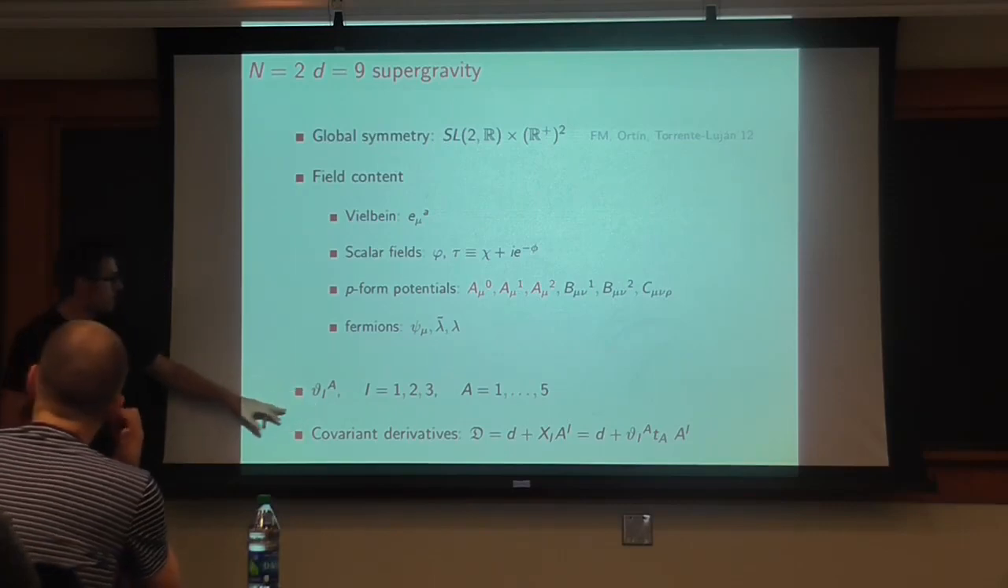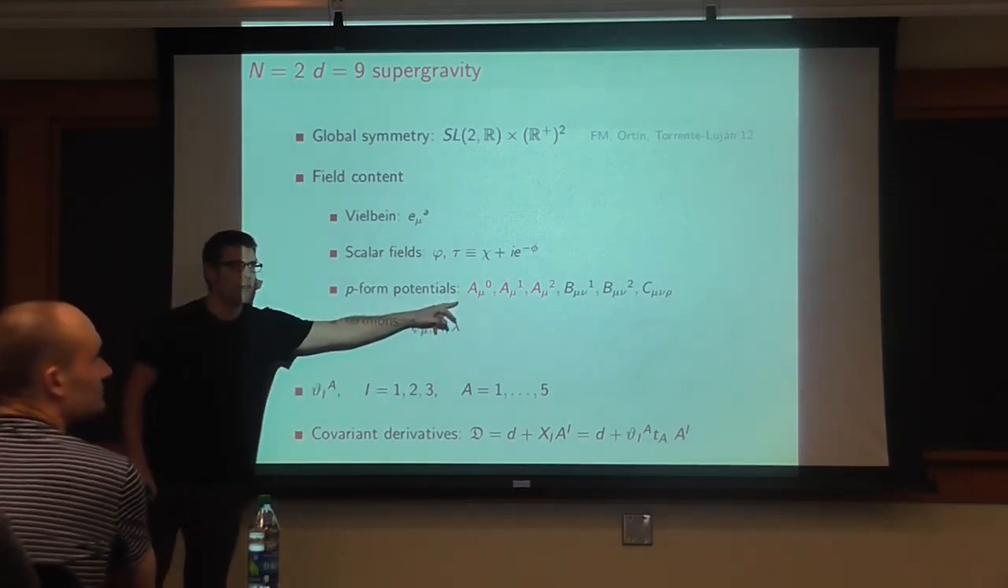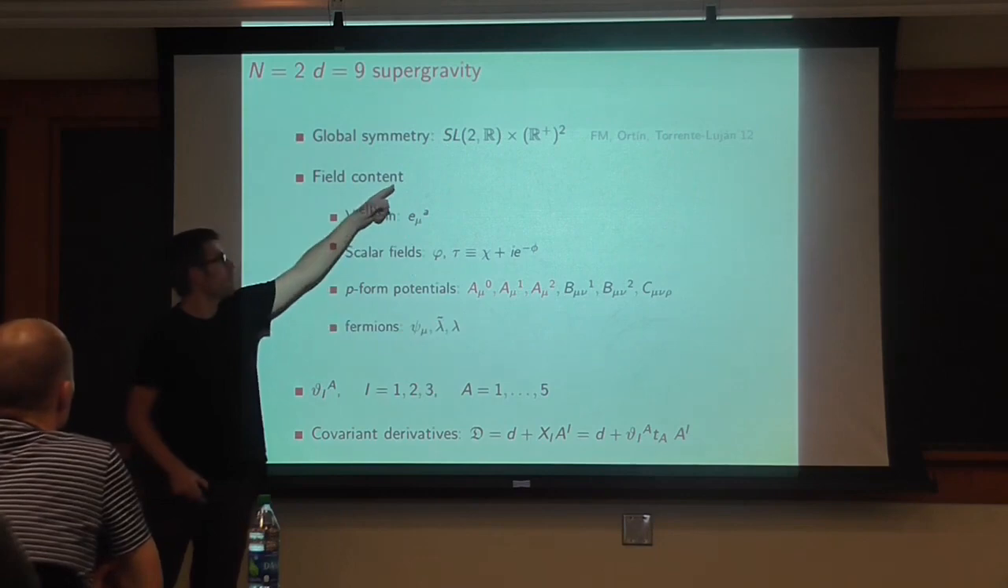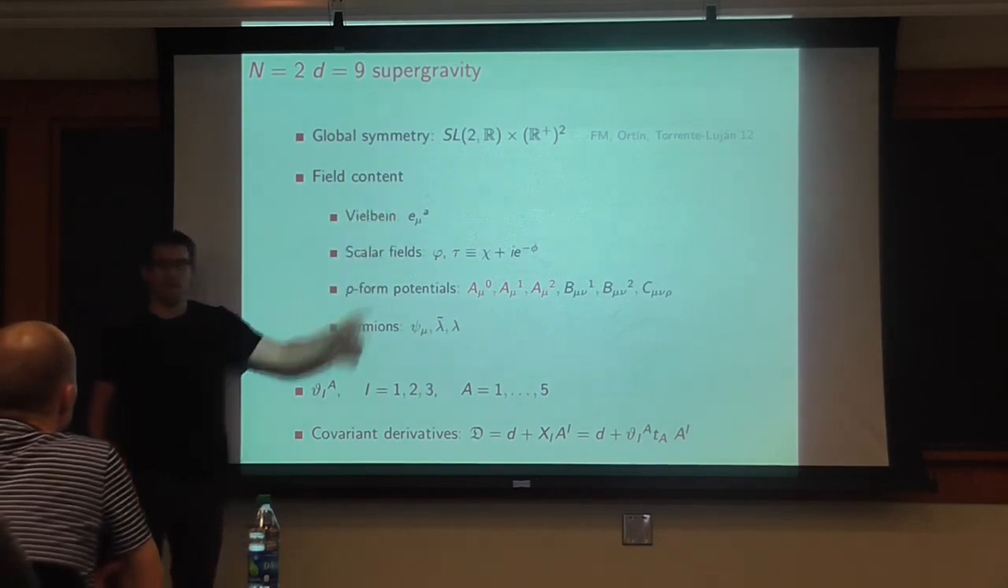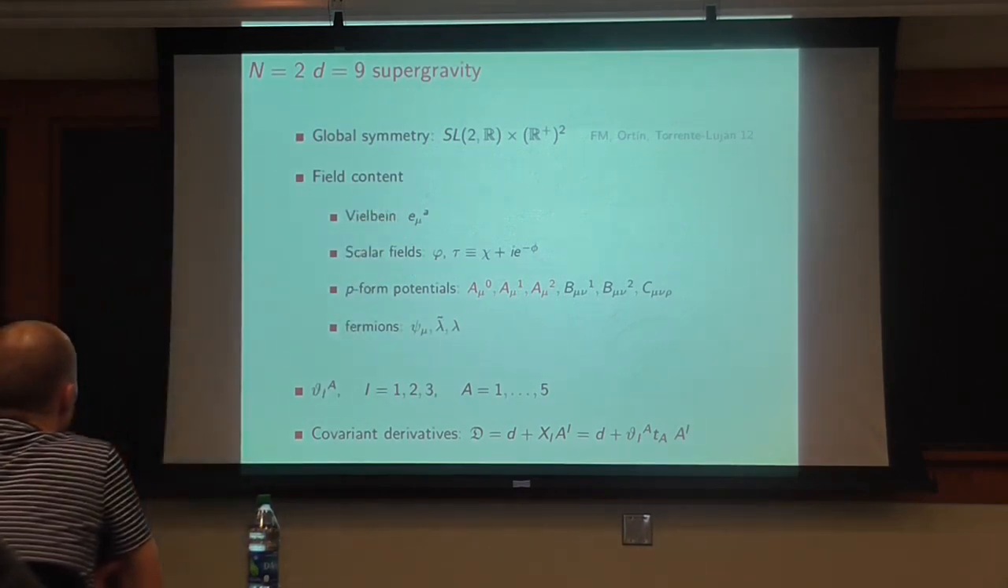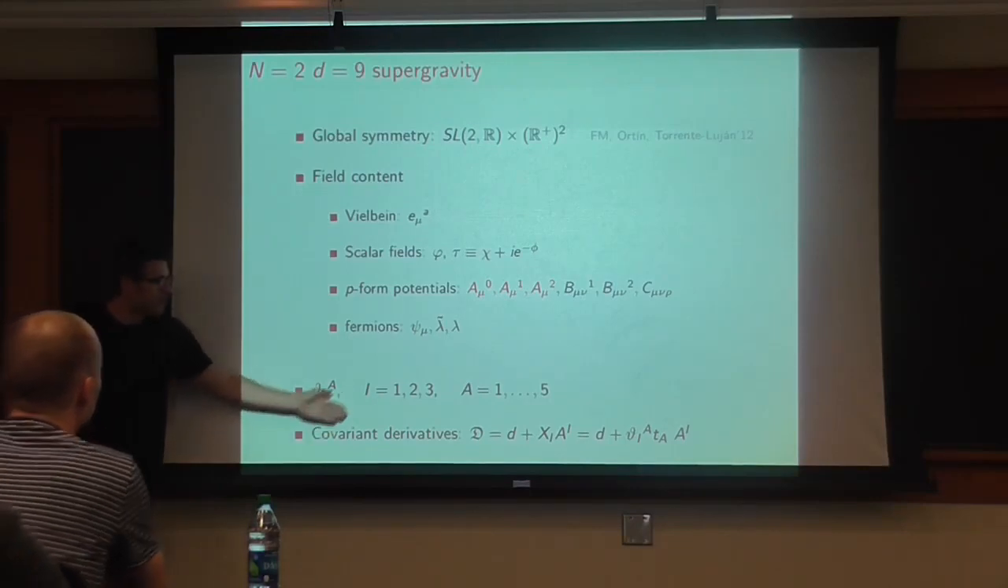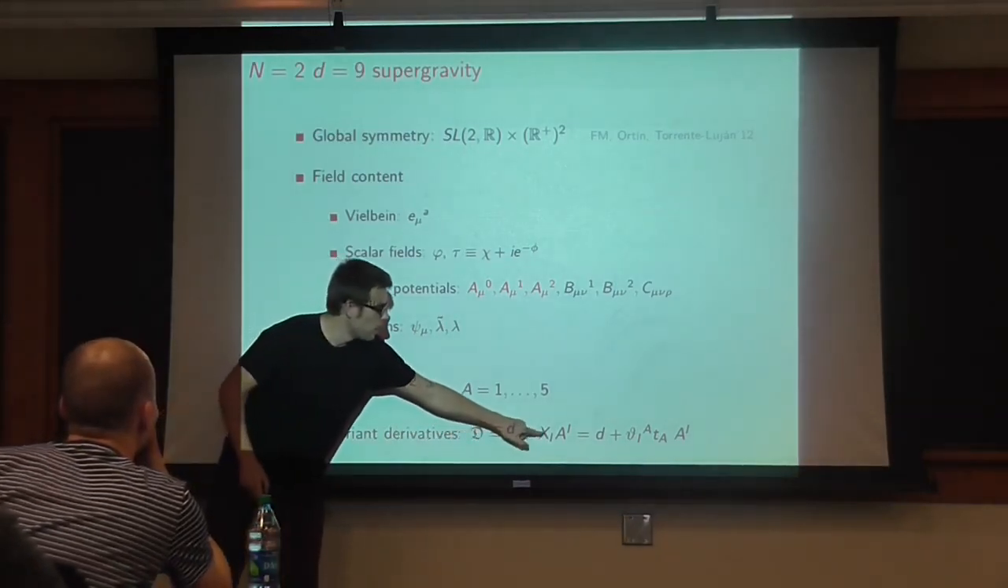So this embedding tensor, this index runs from 1 to 3 to account for these 3 vectors, and this A runs from 1 to 5 to account for the 5 generators. And then I can construct some covariant derivatives in this way, where here I have the embedding tensor encoded.